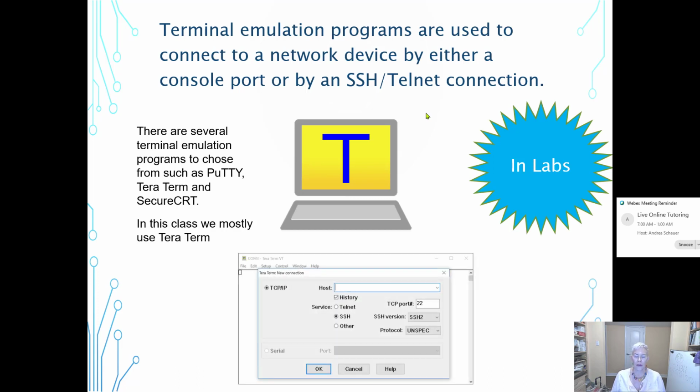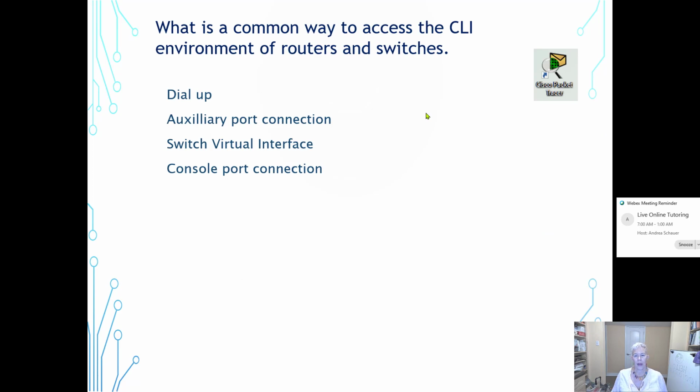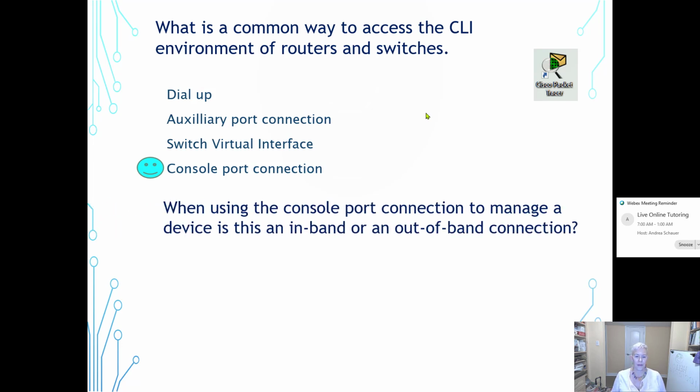Here's just a picture of what the application will show up to us on our computers when we're using Teraterm. What is a common way to access the CLI environment of routers and switches? So what's the most common way? Our options here are dial-up, auxiliary port connection, switch virtual interface, or a console connection. Well, if you answered console connection, you would be right, and that's kind of what we've been talking about, using the console connection.